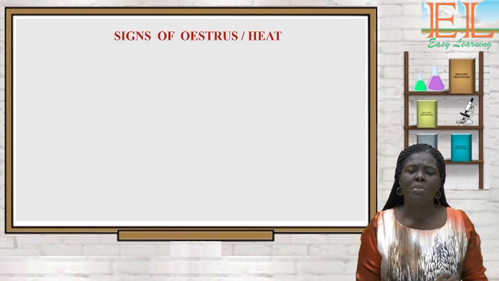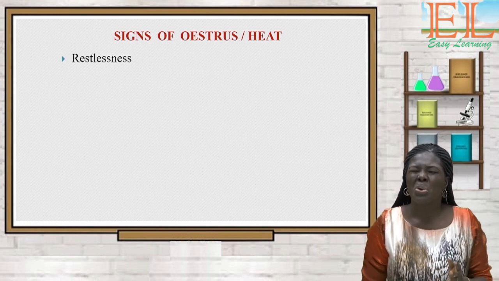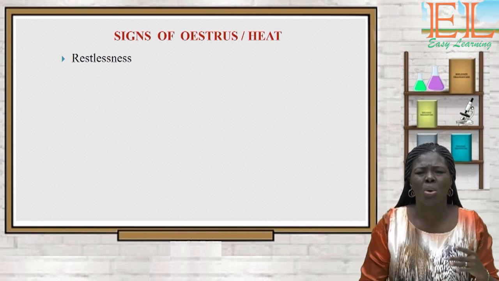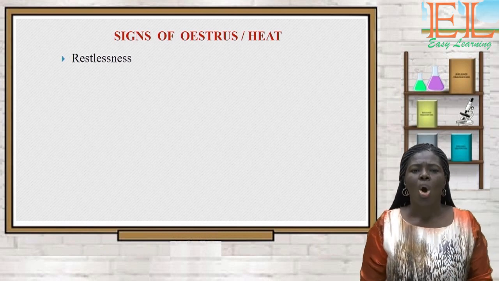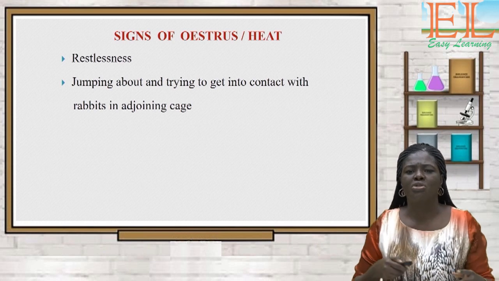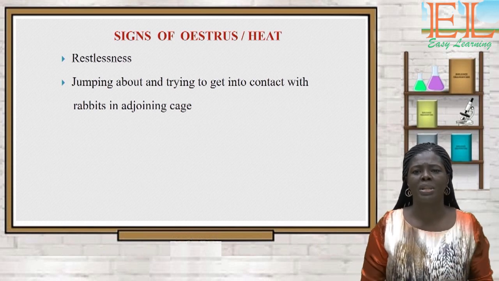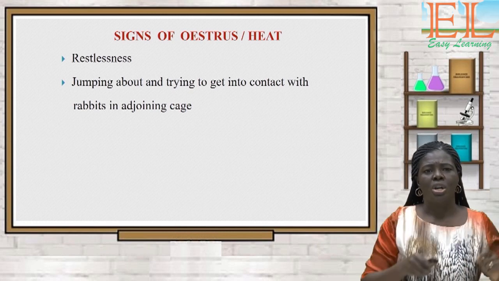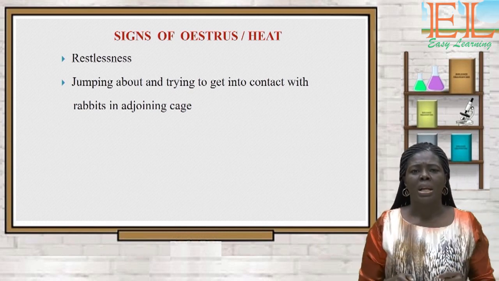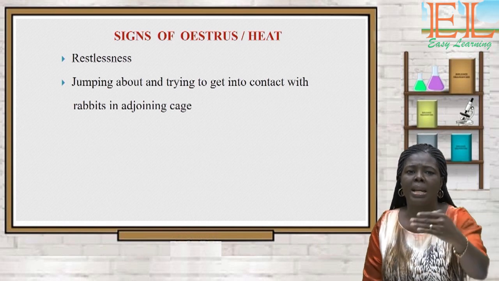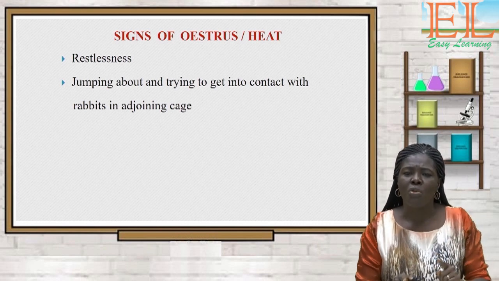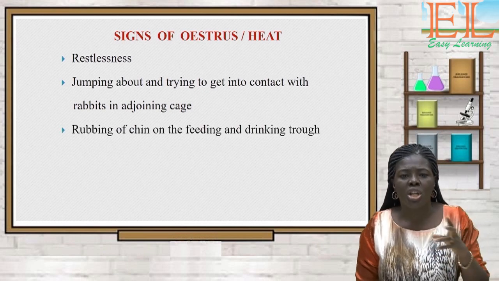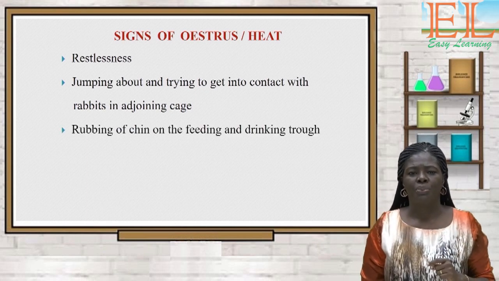One, the animal becomes restless. So you don't know whether it's sick or not. The animal doesn't even know what is going on in the body. Also, it will be jumping about and trying to get into contact with other rabbits in an adjoining cage. So when you see your rabbit trying to move to get another rabbit in the other cage, it tells you that your rabbit is on heat. Also, it will be rubbing its chin on the feeding and drinking trough.